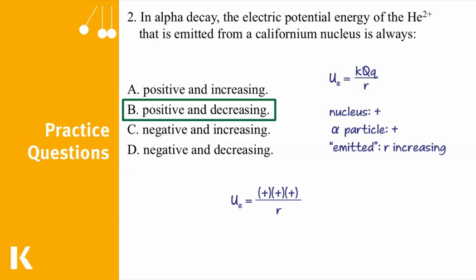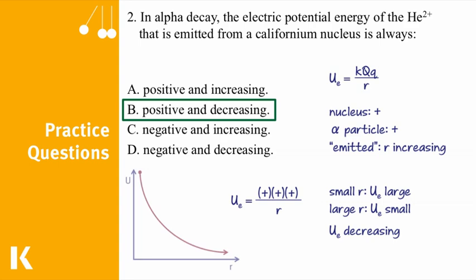And since that emitted alpha particle is leaving, it starts with a low R, which would mean a high potential energy. But then it moves away, increasing the R and decreasing the potential energy. This means overall we will have positive decreasing energy, just as we saw in our like charges graph, where we have positive and positive or negative and negative charges near each other. Here we have a positive nucleus near a positive alpha particle. So we get positive energy that is decreasing as the force pushes them away.